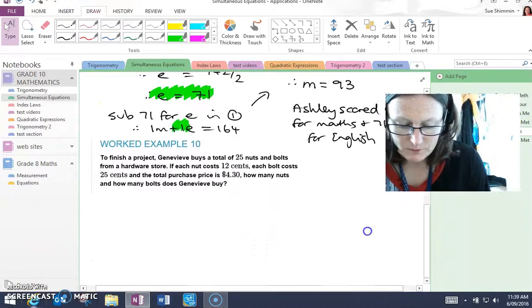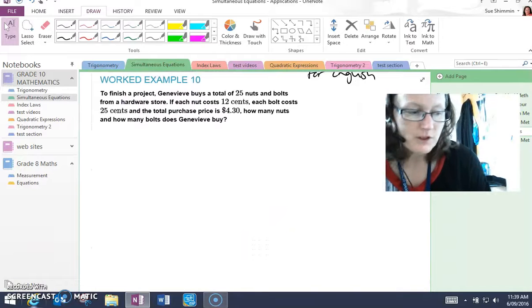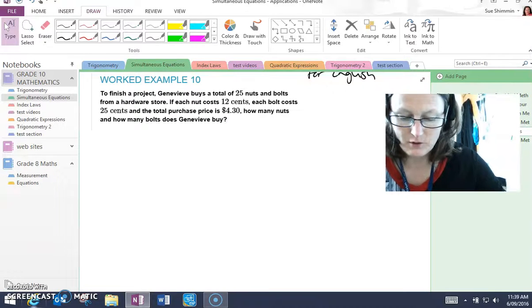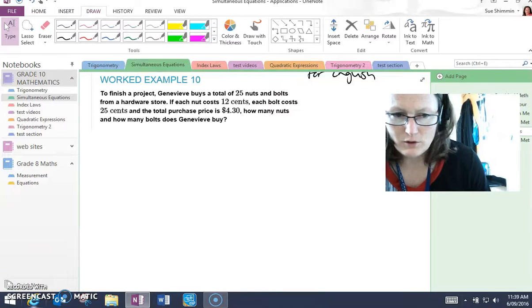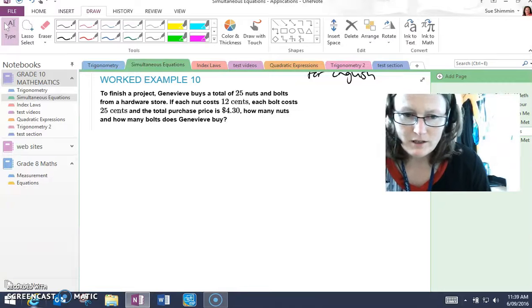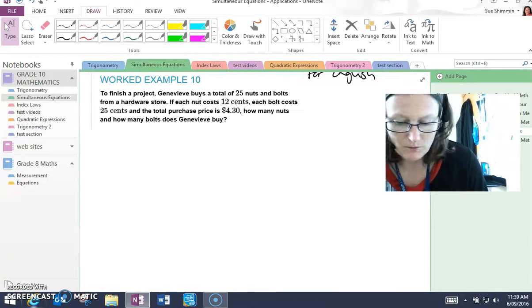The next worked example. To finish a project, Genevieve buys a total of 25 nuts and bolts. Each nut cost 12 cents, each bolt 25 cents. In total, Genevieve spent $4.30. We've got to work out how many nuts she bought, how many bolts that she bought.